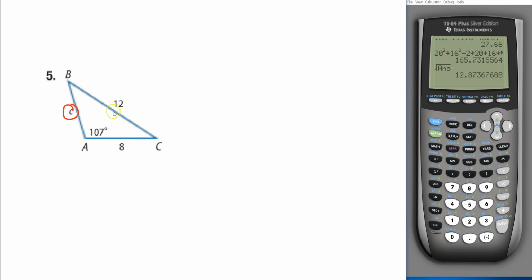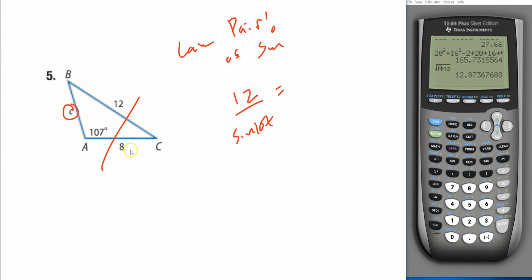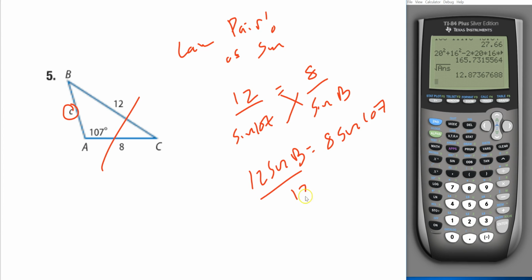Now I do have a pair, so I have a law of sines, because a pair right here. So law of sines. I'm going to do 12 over sine of 107. Don't forget the sine. Equals, now here's the problem though, I only have one side here. So that's 8 and sine of angle B. So I do 8 over, gotta work with what you have, sine of B. Let's solve this, right? Cross multiply, 12 sine of B equals 8 sine of 107. Sine B equals that divided by 12, some answer that I'll put in my calculator in a second.